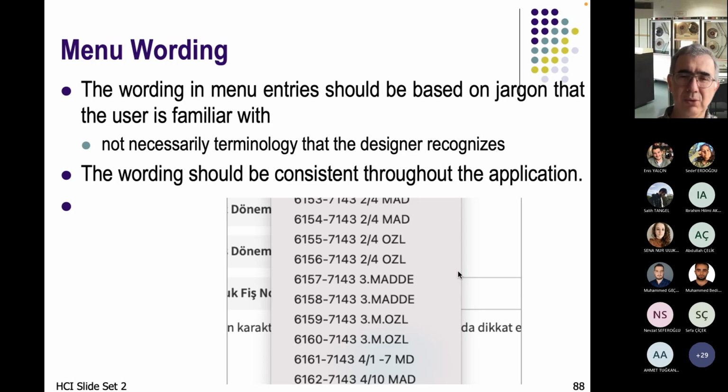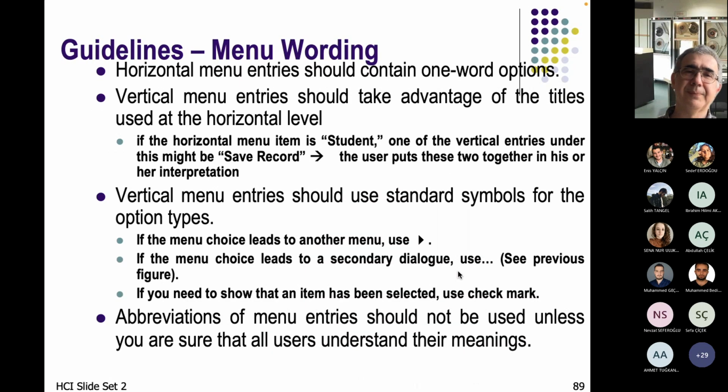But this thing that I am showing you is wrong. Horizontal menu entries, if possible, should contain single word options. Vertical menu entries should take advantage of the titles used at the horizontal level, such as student save record. When they read together, it should sound okay and it should have some meaningful correspondence.